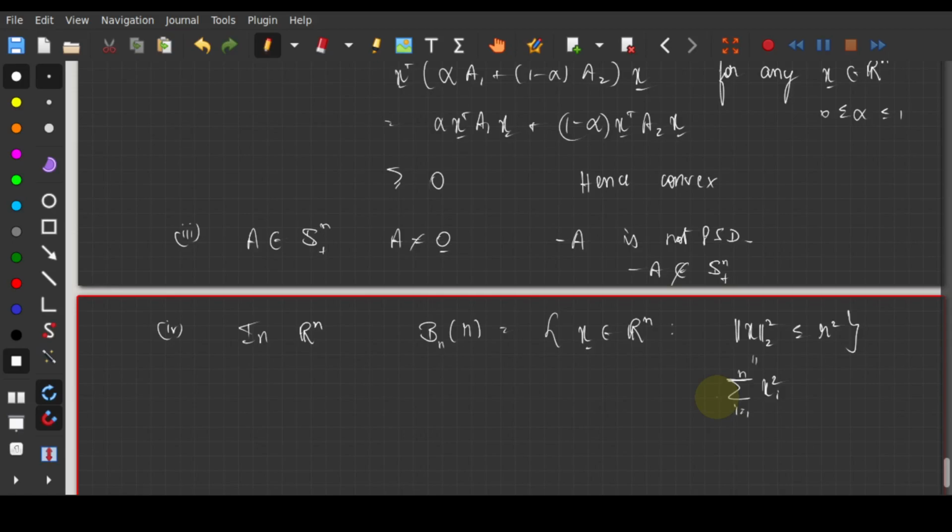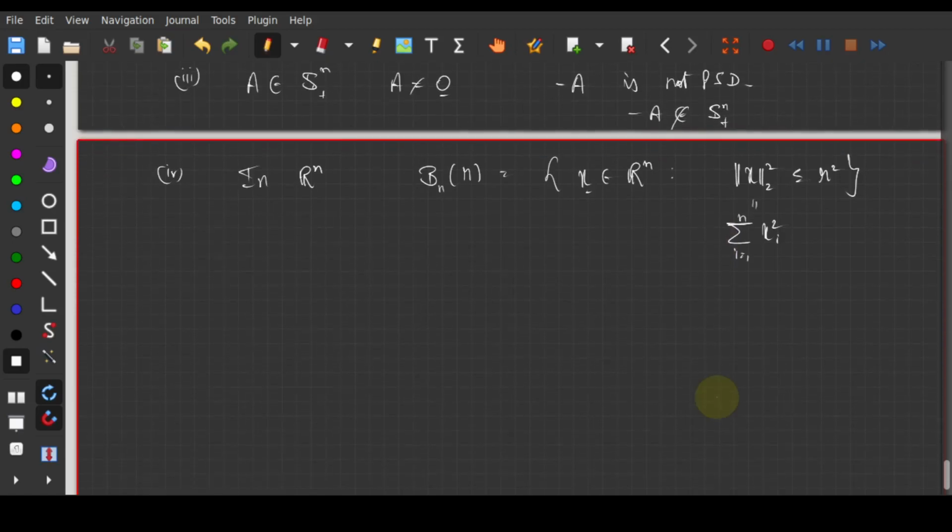But now we're dealing with matrices, and not just the set of all matrices, we're looking at the set of all n by n symmetric matrices. So again, there are different ways to define the norm of a matrix. So let's use the standard Frobenius norm, which is basically the sum of the squares of all the entries, right? That's the norm square.